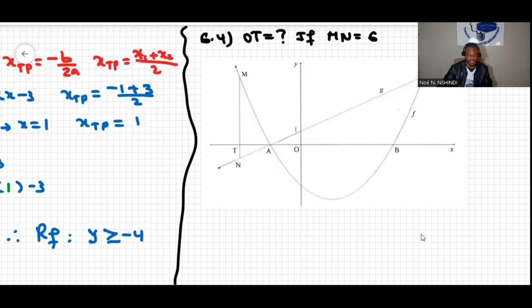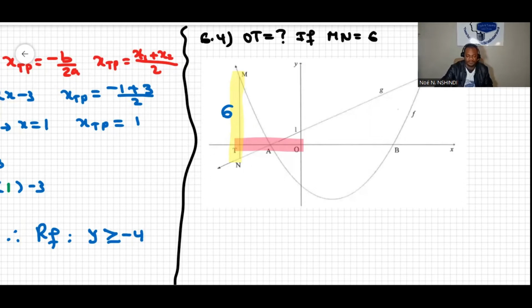Now we are looking for OT, this length here, if the length MN is all this, highlighted like this, and it is equal to 6 units. How can we do that?